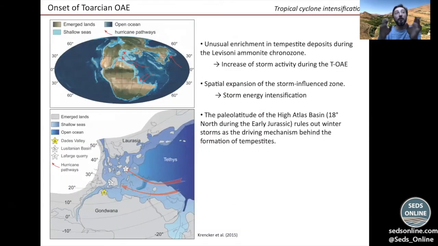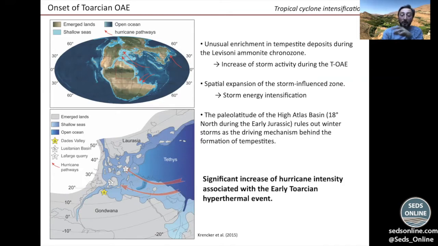If we take all of that together, and put all these facts together, plus the fact that the paleolatitude of the High Atlas at that time was 18 degrees, we can rule out winter storms as a driving mechanism behind the formation of the tempestites. And so we come to the conclusion that there must have been a significant increase in hurricane intensity associated with the early Toarcian hyperthermal event.